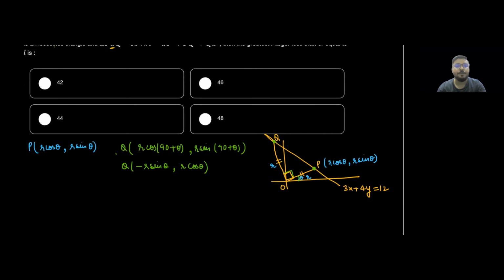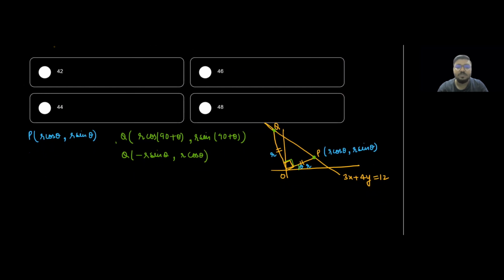So here point P, we are putting in the given equation of the line, that is 3R cos theta plus 4R sin theta equal to 12. This is equation 1. Now substituting the point Q in the given line, we are having minus 3R sin theta plus 4R cos theta equal to 12.